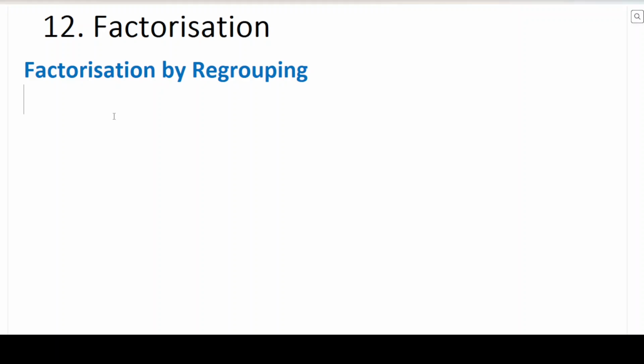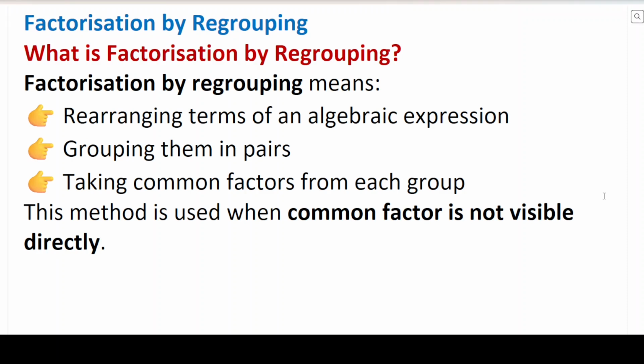Today we are learning factorization. Today our topic is factorization by regrouping. Factorization by regrouping means rearranging the terms of an algebraic expression, grouping them in pairs, and taking the common factors from each group. This method is used when the common factor is not visible directly.